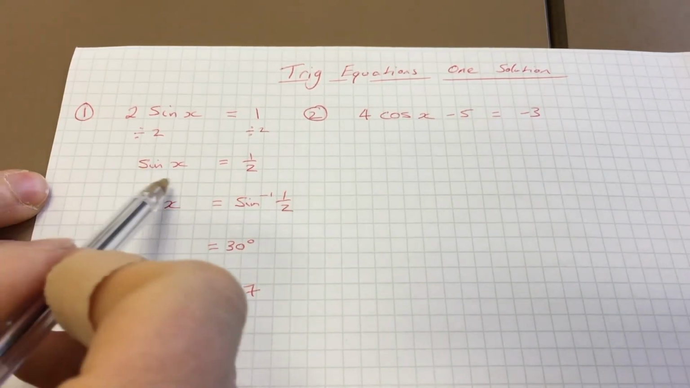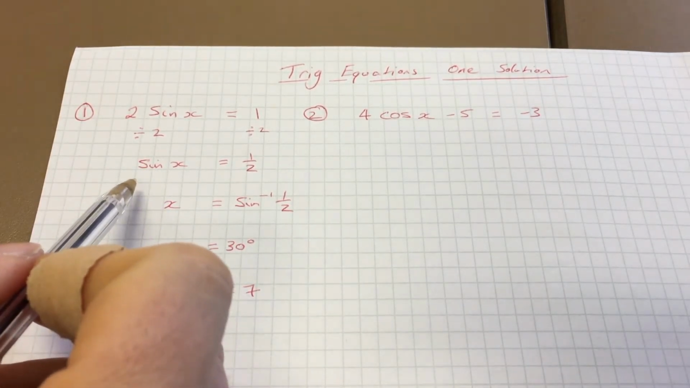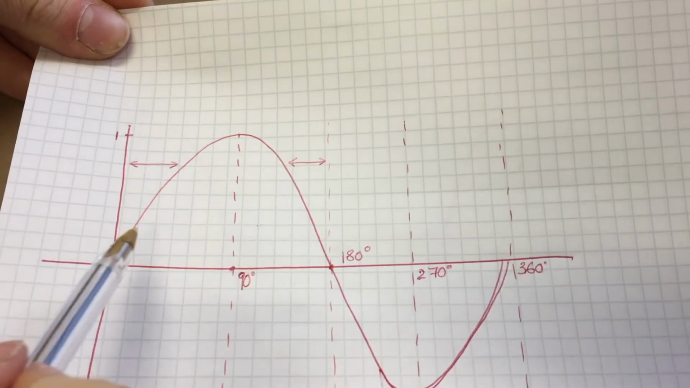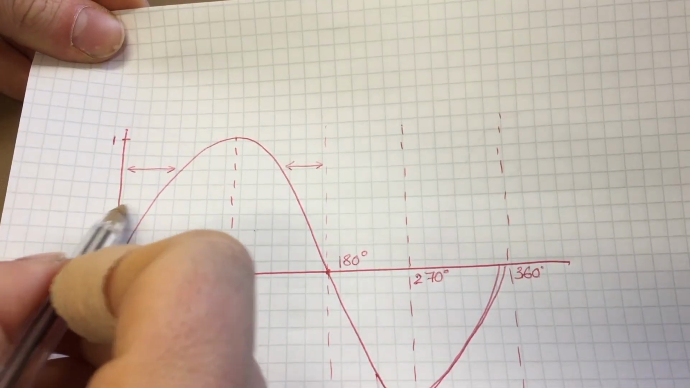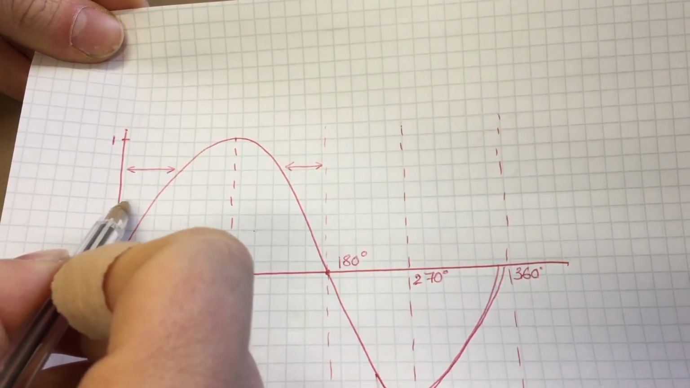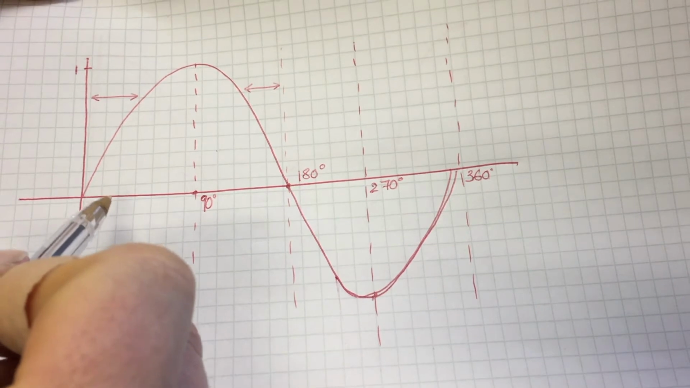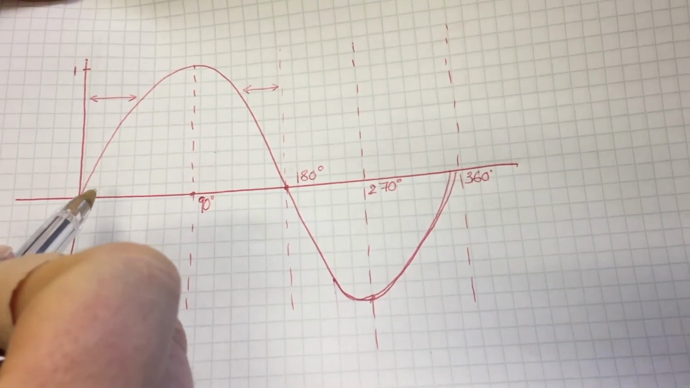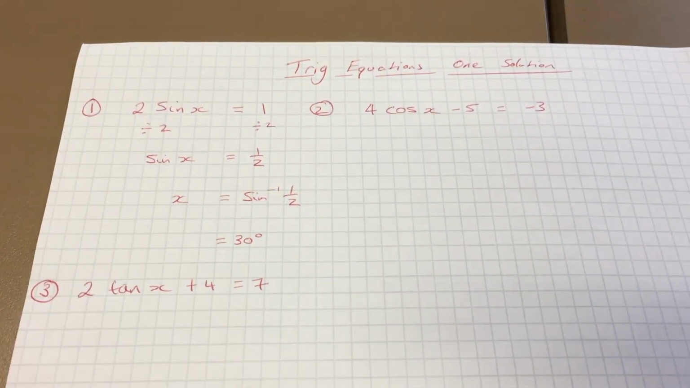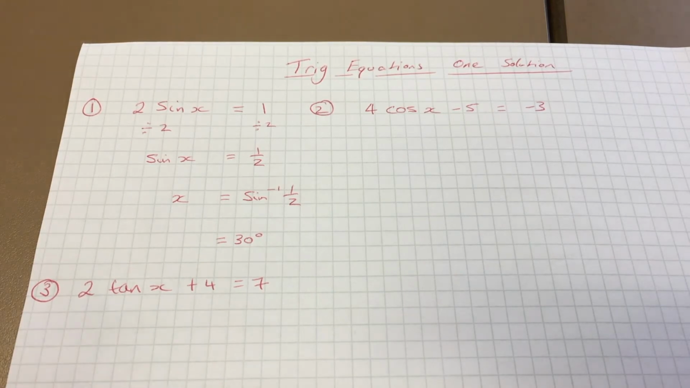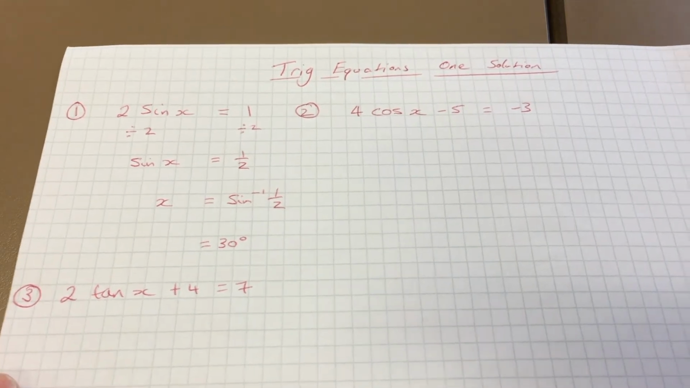Basically what this is asking is, when is our sine curve at a height of a half? And we're saying at 30 degrees on that curve, 30 degrees along the x-axis. That's what's being asked, and that's how you find it out. Okay, so we'll go into how it relates to the graph a little bit more later.